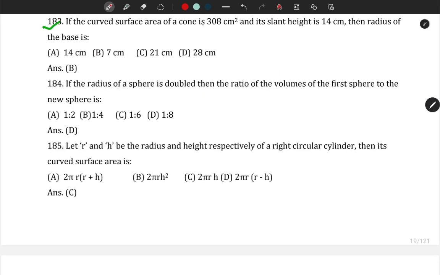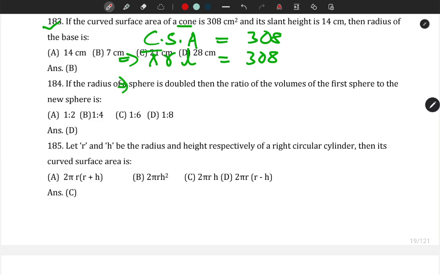If the curved surface area of a cone is 308 and its slant height is 14 centimeter, then the radius of the base is. Now what is given to us is the curved surface area of a cone, 308. Curved surface area of a cone is given by the formula pi r L equals 308. So pi, we can substitute 22 by 7. Radius is not given. Slant height L is given to be 14. So we can put 14 in place of L, equal to 308. And cancel, 7 ones are 7, 7 twos are 14.